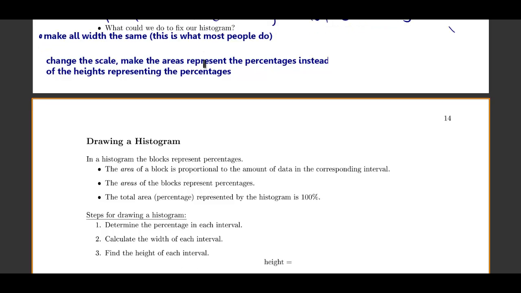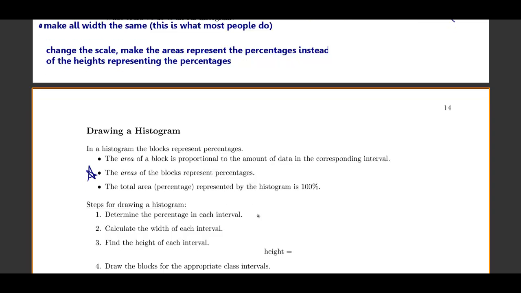So this is how we're going to do it. In a histogram, the blocks represent the percentages. So the area of the block is proportional to the amount of the data in the corresponding interval. The areas of the blocks represent the percentages. So that's the part you need to remember: that the areas represent the percentages. Now the total area represented by the histogram is 100%.